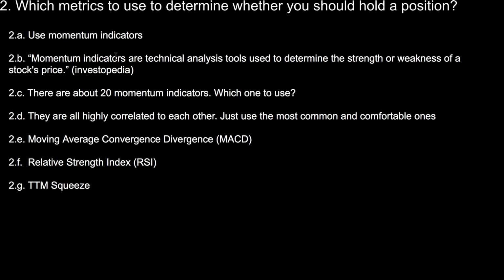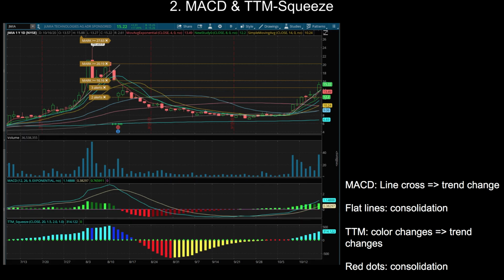MACD is probably the oldest and most common one. When my mom taught me stock trading about 10, 15 years ago, this was the first momentum indicator she taught me. Yes, mom, I know you might be listening. It's widely used, and I still like it these days. The other one I was going to highlight in this brief presentation is TTM squeeze. So I will just highlight MACD and TTM squeeze.